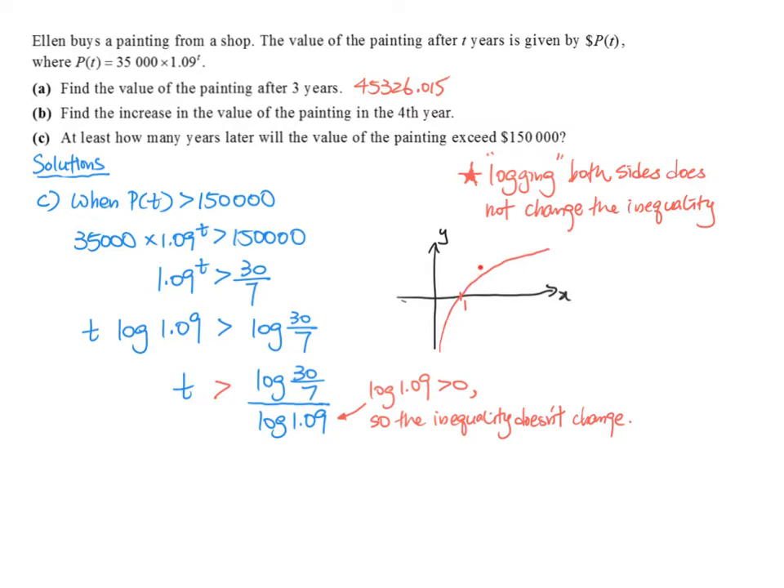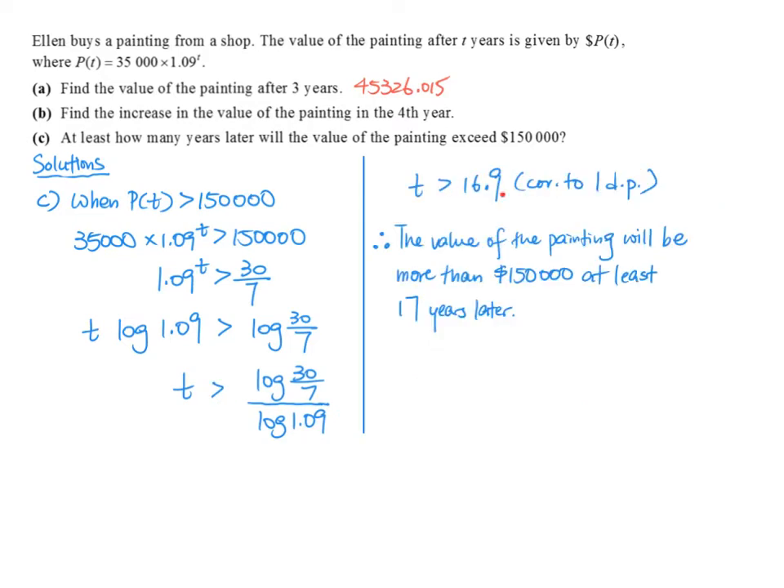So if you remember the graph of the log, you need to recognize that only when x is between 0 and 1 will y be negative. And x greater than 1 will always give you a positive number. And just a reminder, the domain here, x will never be less than or equal to 0. And so using a calculator, t is greater than 16.9, and so the value of the painting will be more than $150,000 at least 17 years later.